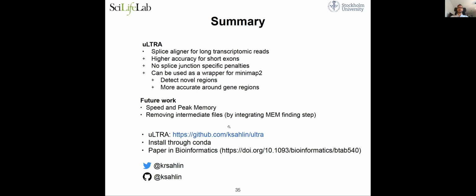And for future work, we aim to improve both speed and peak memory, of course. Also related to this is to remove this third-party MEM finder, to remove intermediate files, etc. So the tool is available on GitHub, installable through Conda, and the paper just came out in Bioinformatics. And I will stop there and am happy to take any questions.